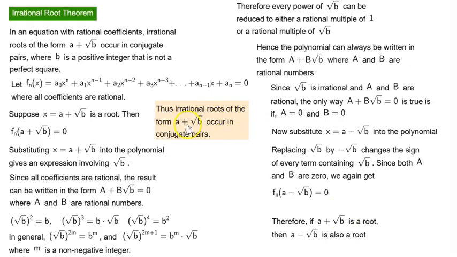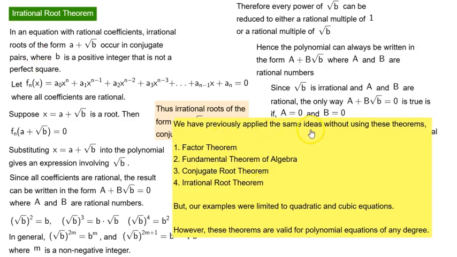Thus, irrational roots of the form a plus root b occur in conjugate pairs, provided the necessary conditions are satisfied. What are the conditions? Rational coefficients and b is a positive integer that is not a perfect square. Now, we have previously applied the same ideas without using these theorems. But our examples were limited to quadratic and cubic equations. However, these theorems are valid for polynomial equations of any degree.